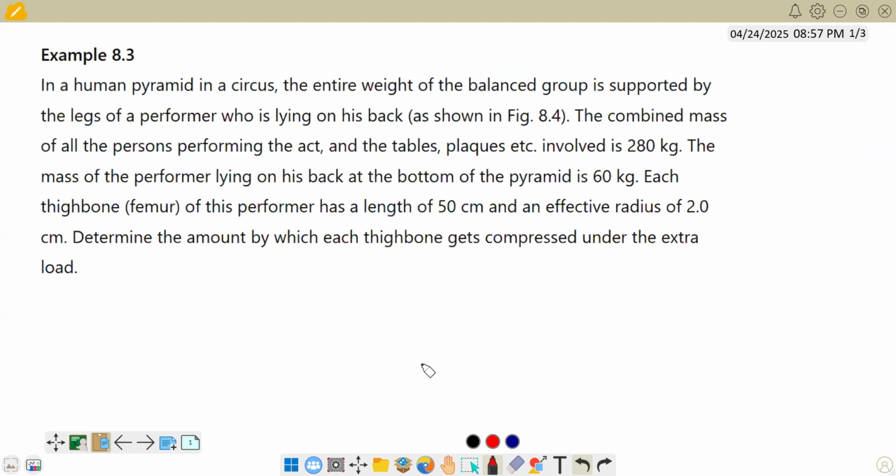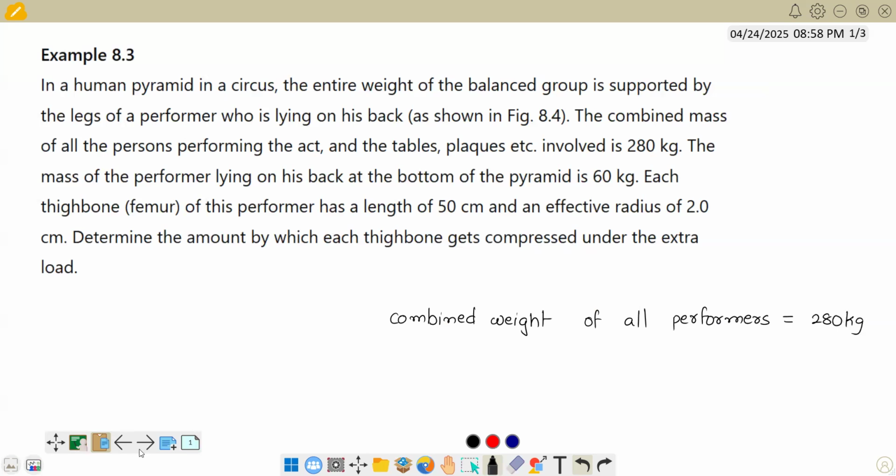The combined mass of all the persons performing the act is given as 280 kg, and the mass of the performer lying on his back at the bottom of the pyramid is 60 kg. This is the tricky part in this question. He has given the combined weight of all performers is equal to 280 kg.